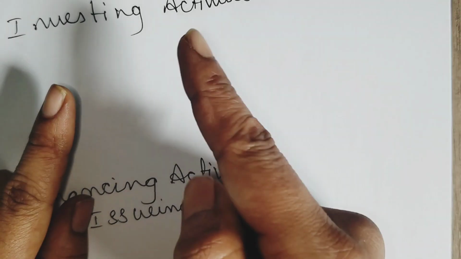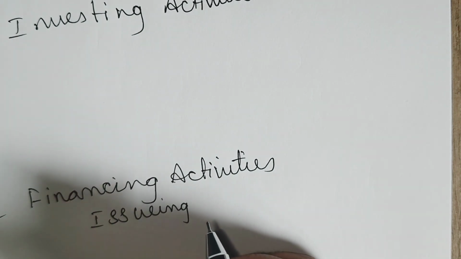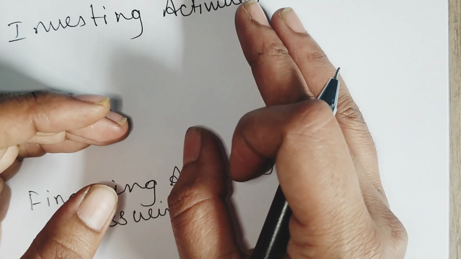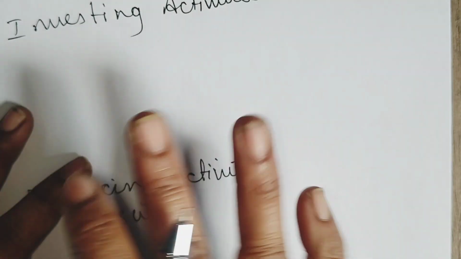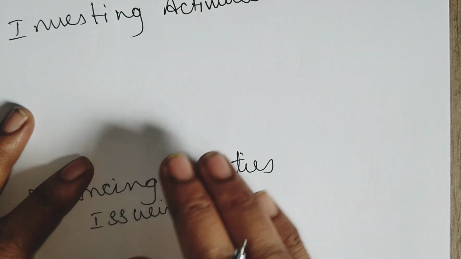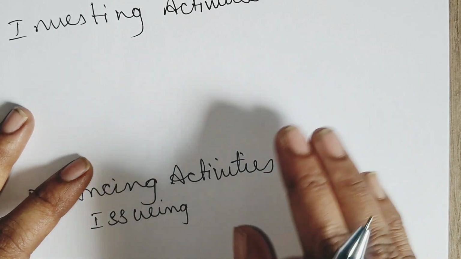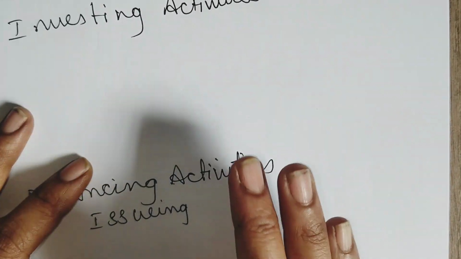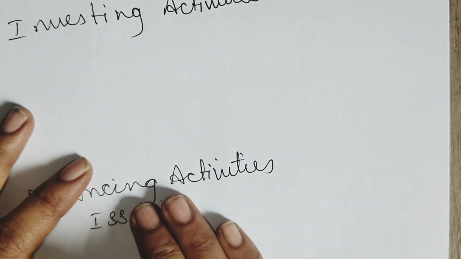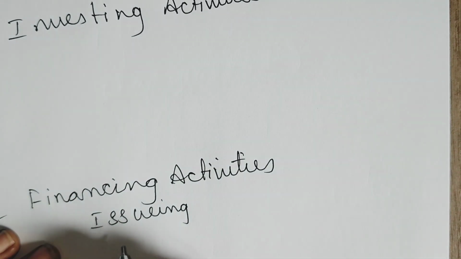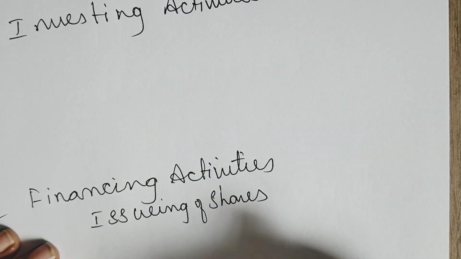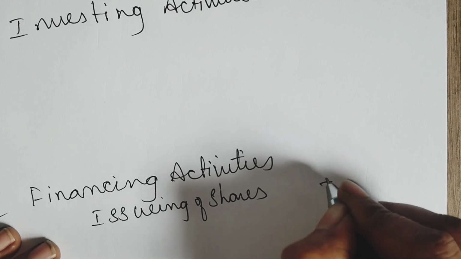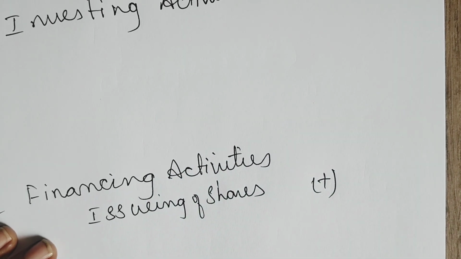Here you need to understand: cash inflow means receipt to the business, whatever cash is coming into the business. Cash outflow means payment, whatever is going out of the business. Remember this. Here you have to do based on that only. Inflow and outflow you are going to check. Issuing of shares, it can be equity share, preference share, or debentures. What you have to do? It is plus. You have to add.